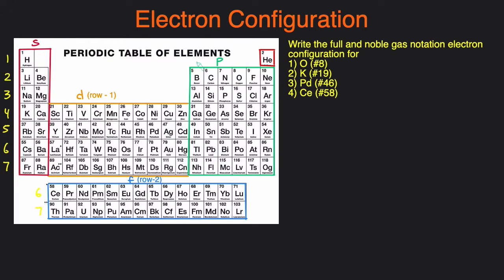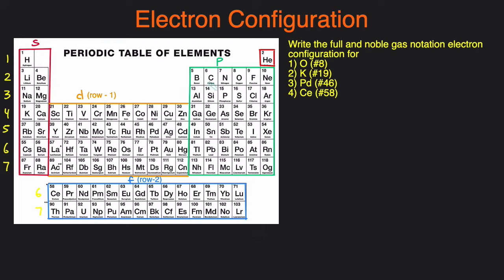Also, helium, although it's over here, is technically part of the S block. So you can think of helium as in the S block, and I've color coded it in red to help you see that. The next block we're going to talk about is the P block, and the P block spans the columns from boron to neon.